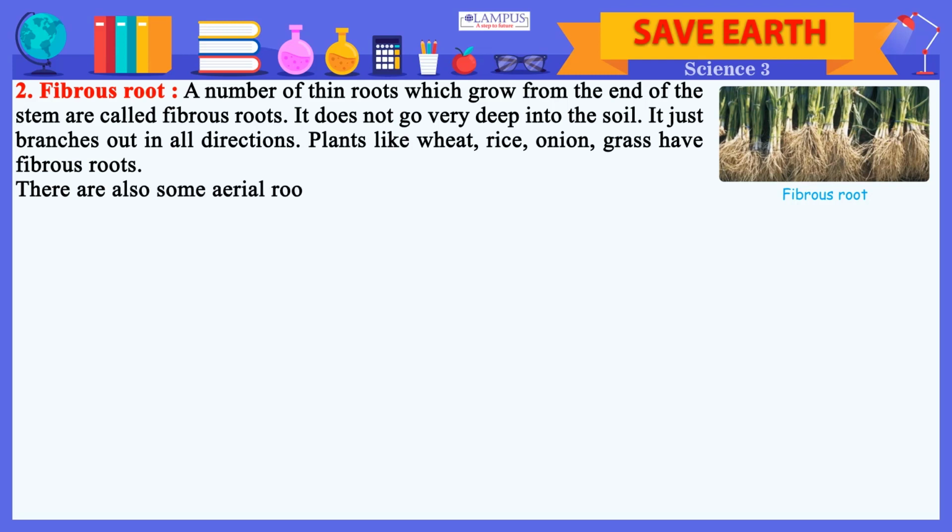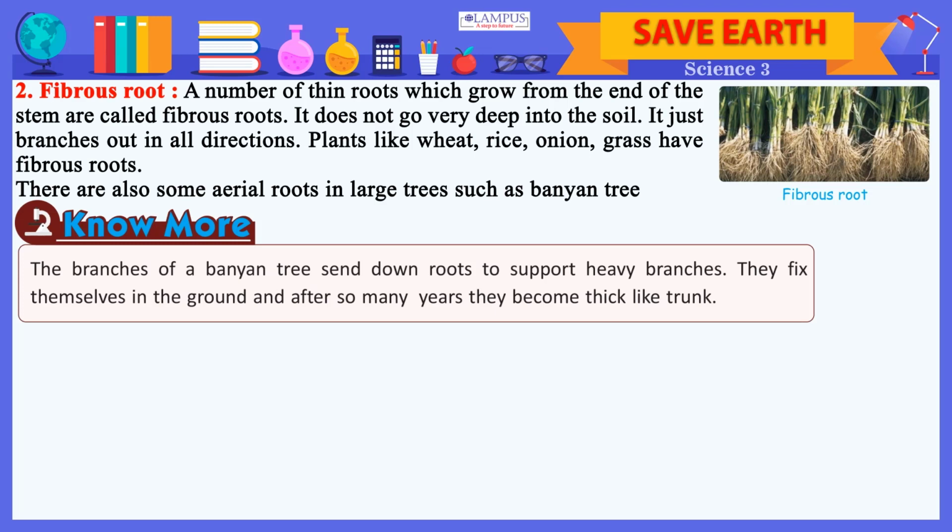There are also some aerial roots in large trees such as banyan tree. The branches of a banyan tree send down roots to support heavy branches. They fix themselves in the ground and after so many years they become thick like trunk.